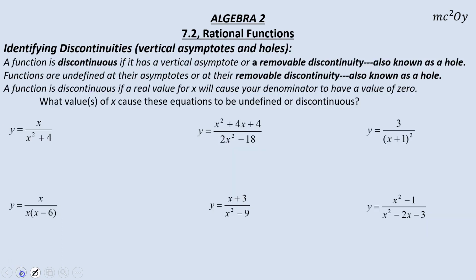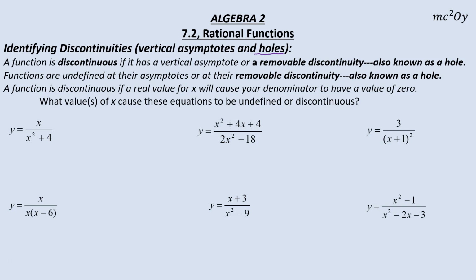Okay, day 2 would start right here. In day 2, we really start talking about asymptotes and discontinuities. So identifying discontinuities, which are vertical asymptotes, and I'm introducing the word holes there. Okay, a discontinuity is a vertical asymptote or hole, and I'll explain what each of those are.